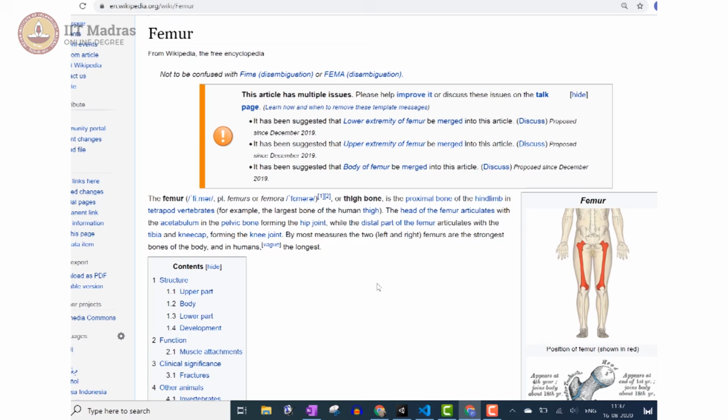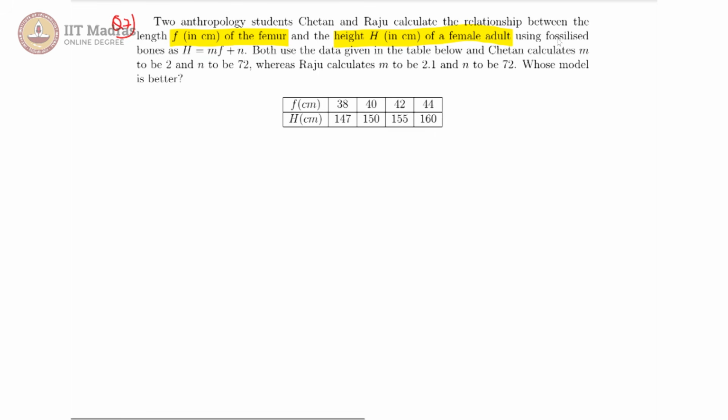So what is happening is, in our question, there are fossilized bones, and these anthropologists try to study the nature of humans and their societies as they were evolving. So here we have fossilized bones, and suppose we have the femur of what we know to be a female adult, then we are estimating the height of that female adult from the length of the femur bone, from the thigh bone.